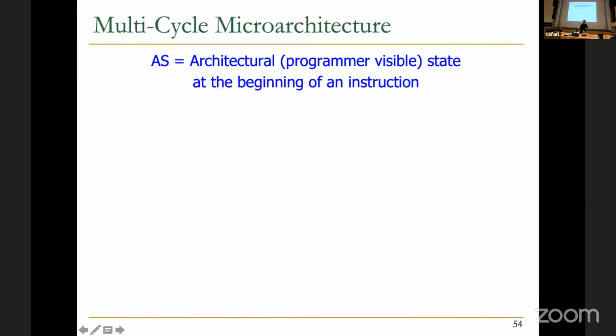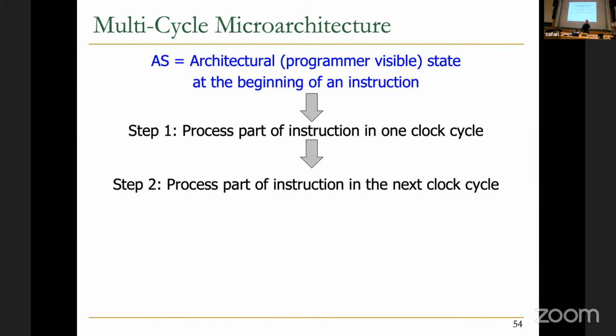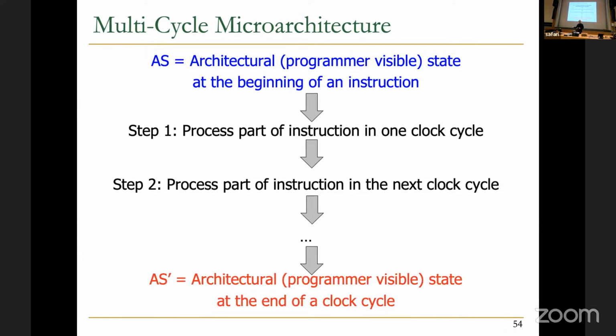Another way, this is basically showing the same thing. You have an architectural, programmer-visible state at the beginning of an instruction. When you fetch the instruction, you have this. And then you process part of the instruction in one clock cycle. That produces some microarchitectural state. You don't change the architectural state in between. Then you process part of the instruction in the next clock cycle, and then the next. You take as many clock cycles as you need to finish the instruction's processing and then produce the architectural state prime at the end, which is the programmer-visible state at the end of that final clock cycle. This makes sense, right?